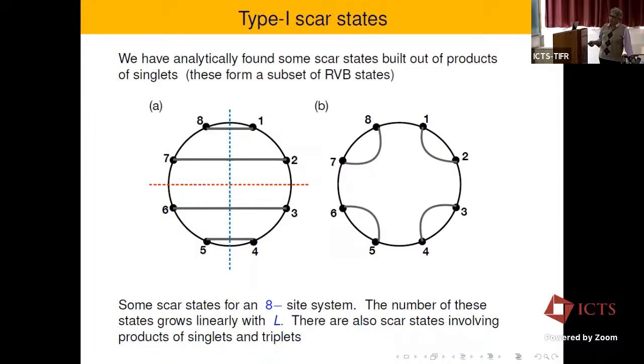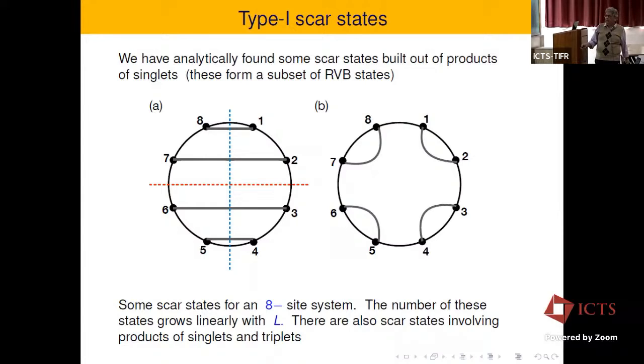Now if you look at how many of these states there are, they form a subset of RVB states, resonating valence bond states. If this is a scar state, then you can just rotate this by one site and that will give you another scar state. And you can rotate it by L/2 amounts. So the number of scar states like this grows at least linearly with the system size. We don't really know how many scar states there are, whether there's an exponentially large number of them or a power-law number of them, but it grows at least linearly.